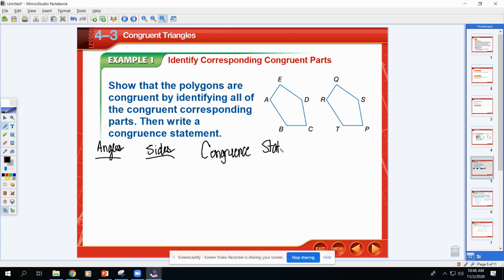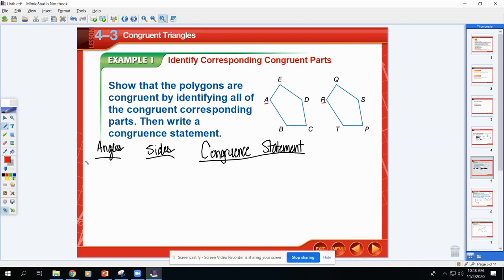So if we were to do this here, if we started with angles here, I'm just going to start with angle A. Looks like these are literally right next to each other. They're not flipped around or anything. They are perfectly right next to each other. So we're going to be able to do this pretty quickly. We're going to be able to just go right down the line.